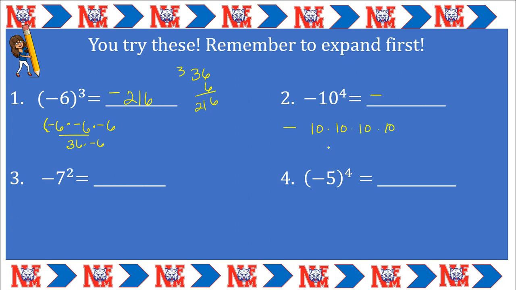Then we have negative, and then 10 times 10 times 10 times 10. So we know we have a negative answer because we have no parentheses, and then we have 4 zeros.